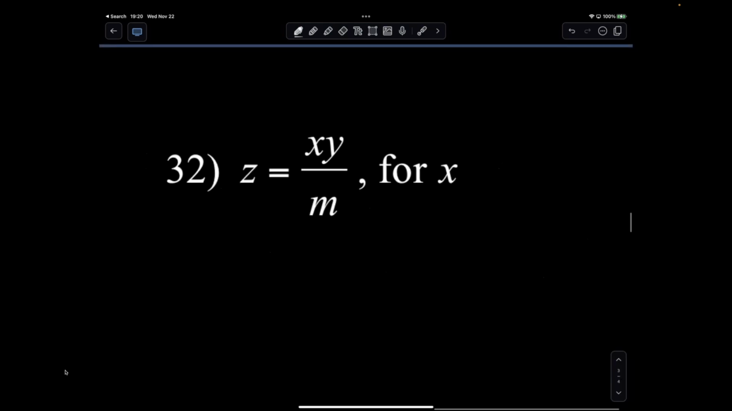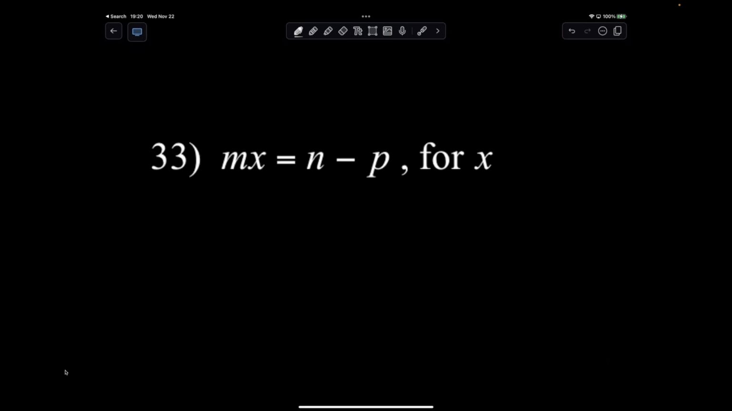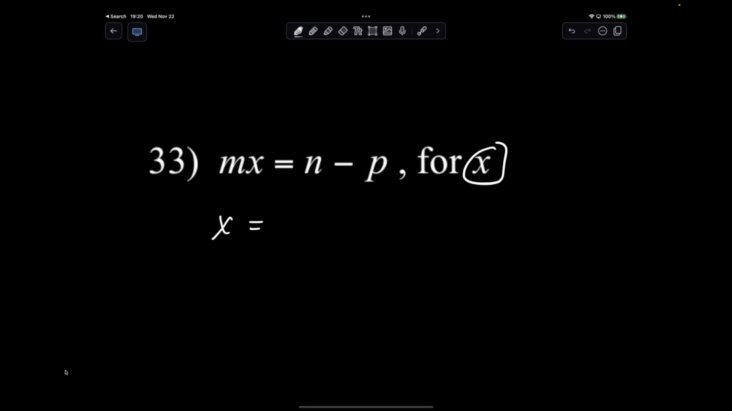Here we're looking for x, so first I'm going to multiply these two. Zm will be equal to xy, from there x is going to be a ratio of zm to y. Mx equals n minus p, we're solving for x. Well, x is a ratio of whatever we have, n minus p divided by its factor, which is m.